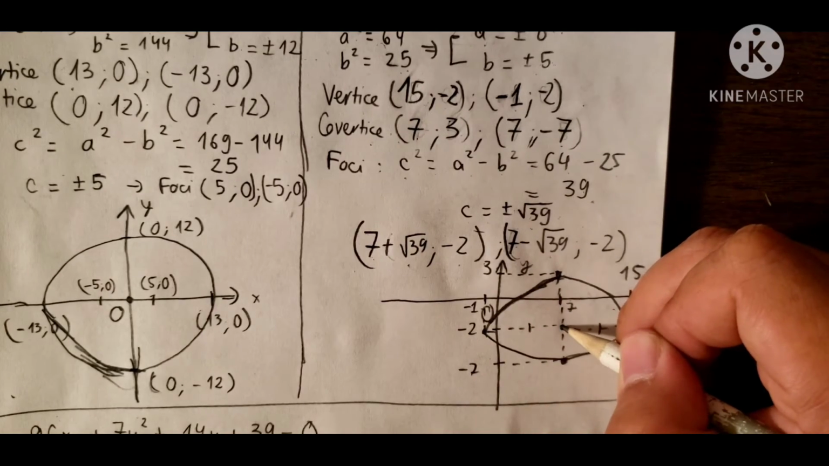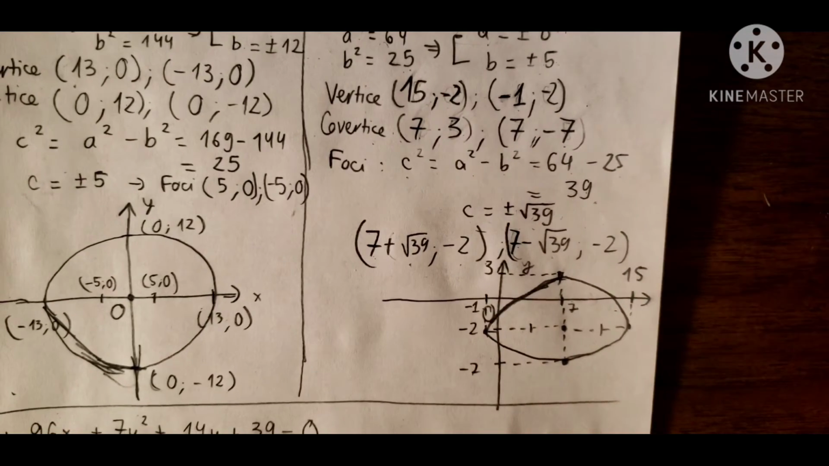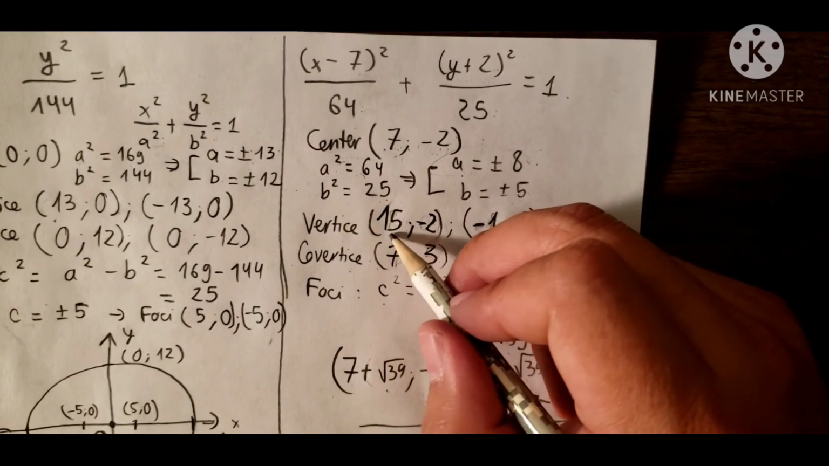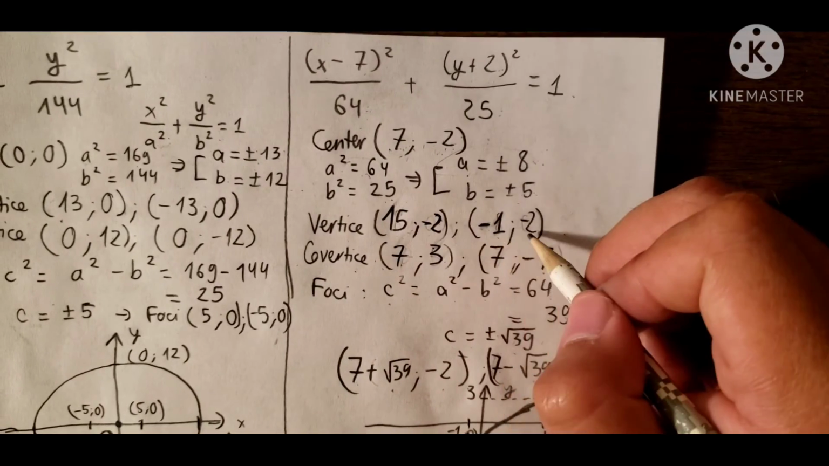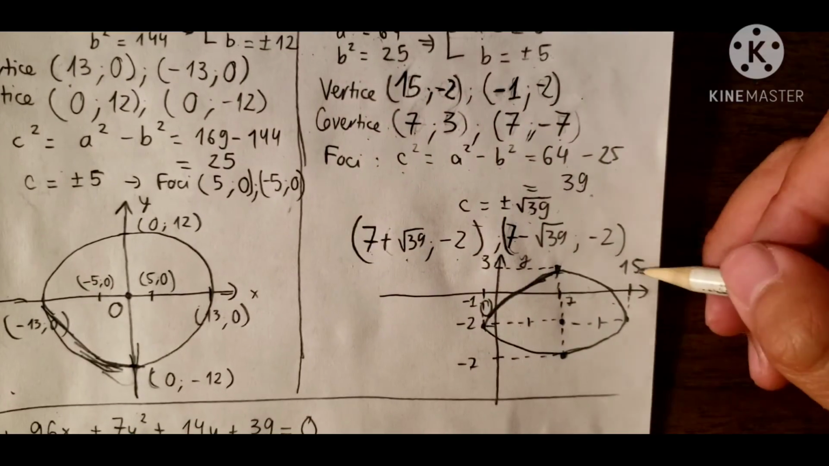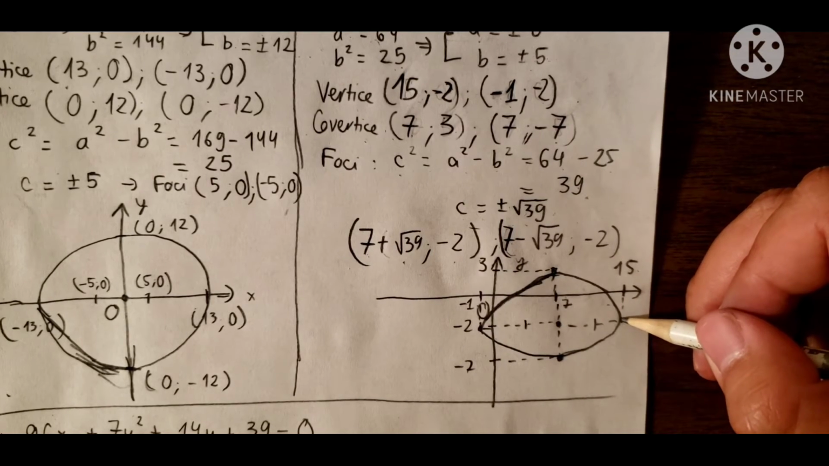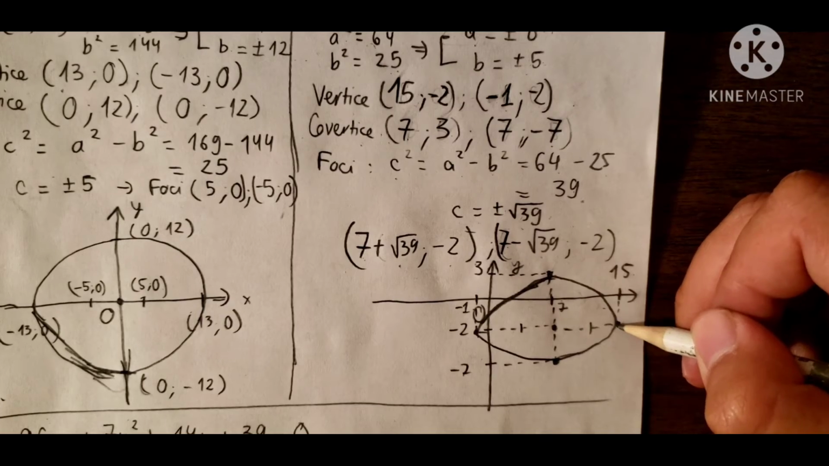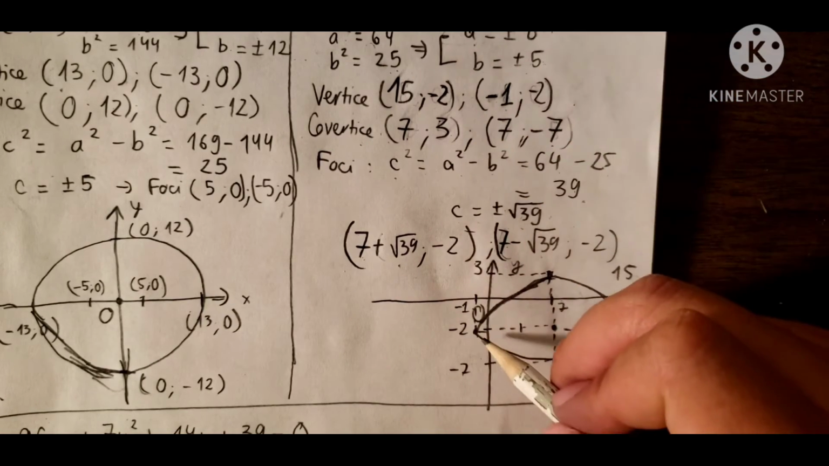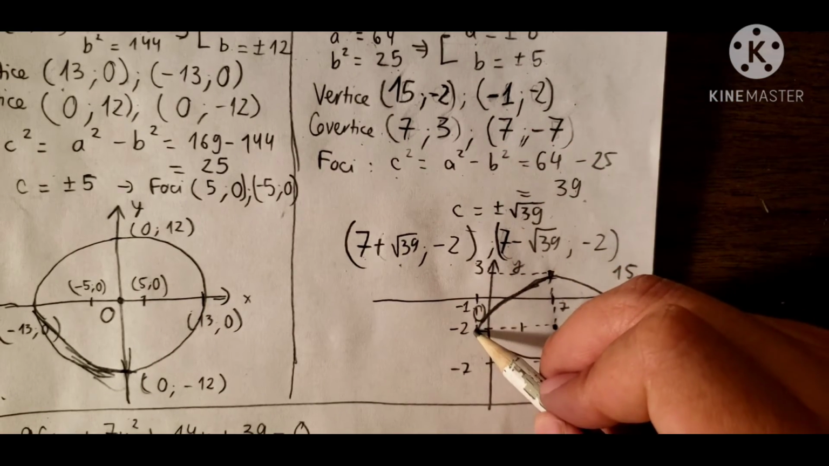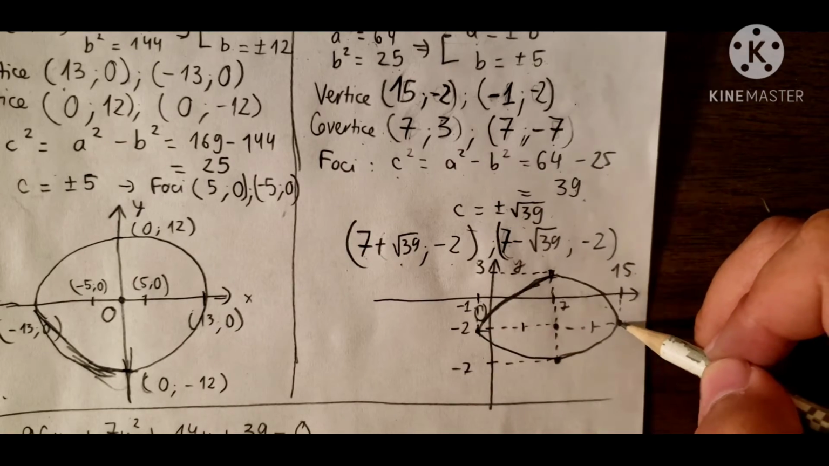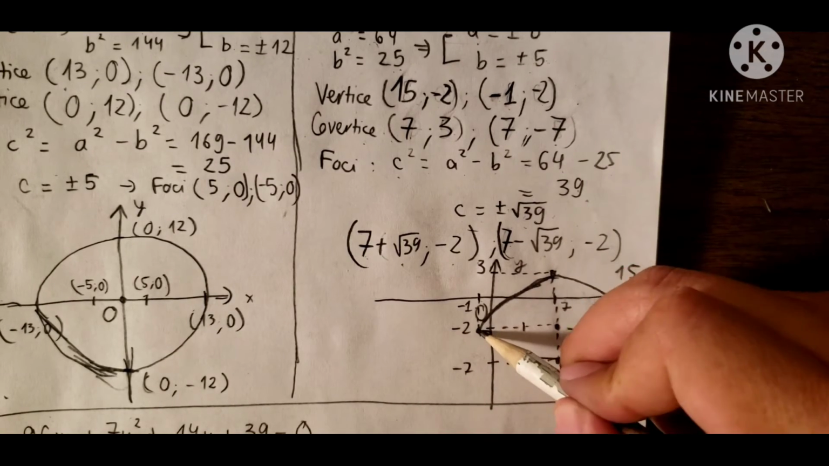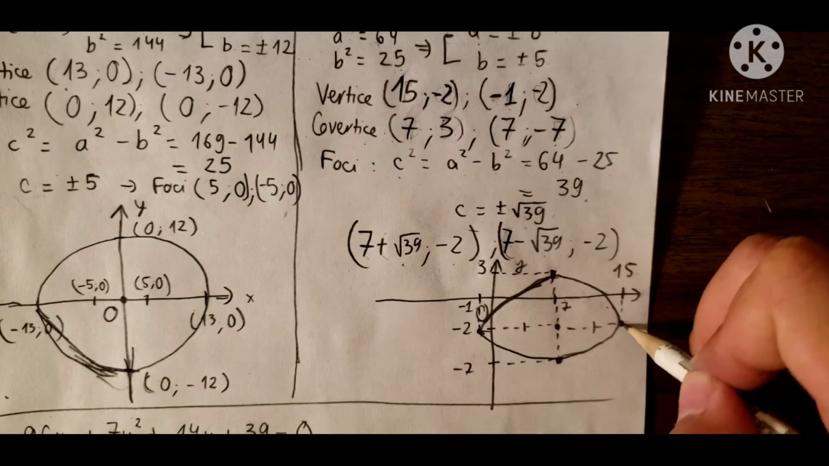So this is the center of the ellipse. So now we have the 15 and minus 2, and minus 1 and minus 2. 15 in here and minus 2 in this point. So that's one vertex. And the second one is minus 1 and minus 2 in this point. So we just put two dots for the vertices in here.